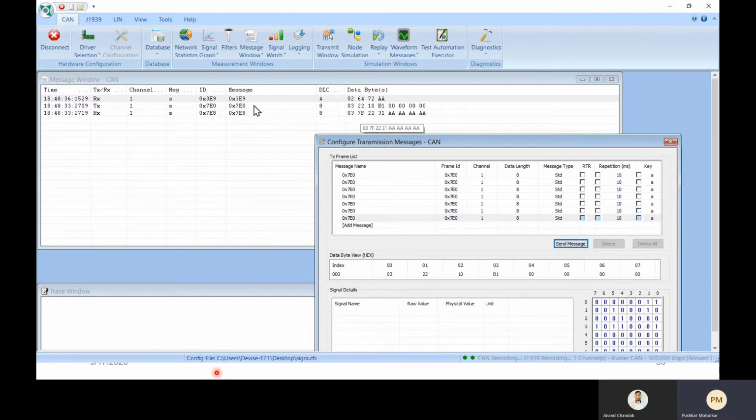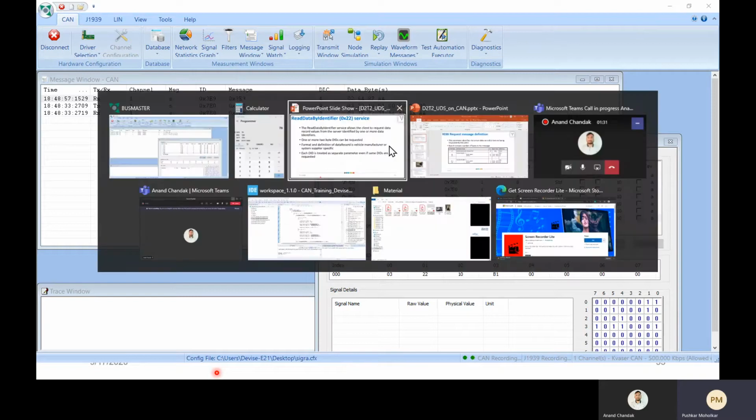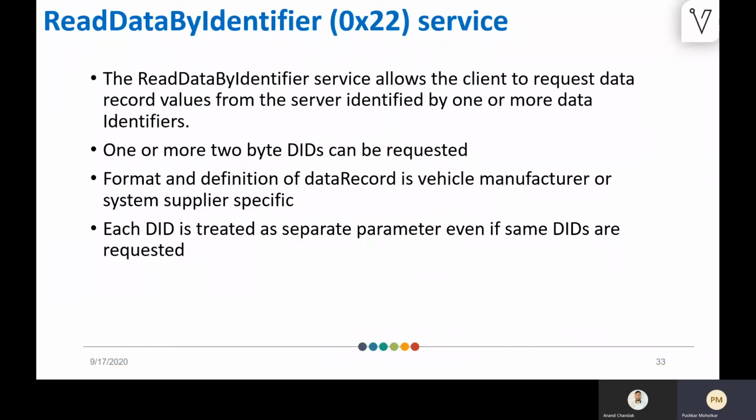So here is the response that we have received from the ECU. There are 3 data bytes. 7F tells us that this is a negative response, and 22 is the service identifier that we have queried, and 31 is the negative response code. So what does 31 mean in a negative response message?